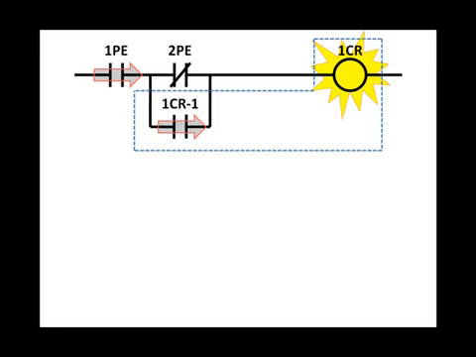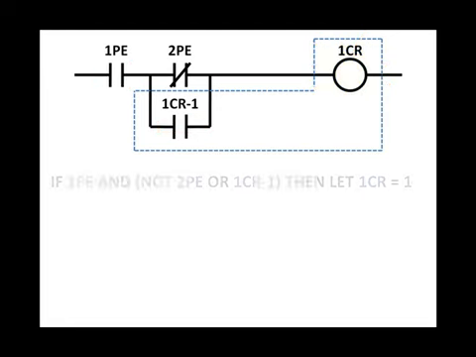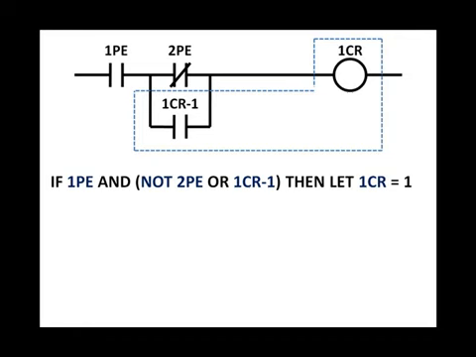The logical statement of this rung of relay logic would be stated in one of two ways. You could say if photo I1 and not photo I2, which means if photo I1 is energized or on and photo I2 is not on, hence the if photo I1 and not photo I2. And then we have an OR circuit here. So it would be repeated once again, if photo I1 and not photo I2, or if photo I1 and 1CR-1, then let contact relay 1 equal on.